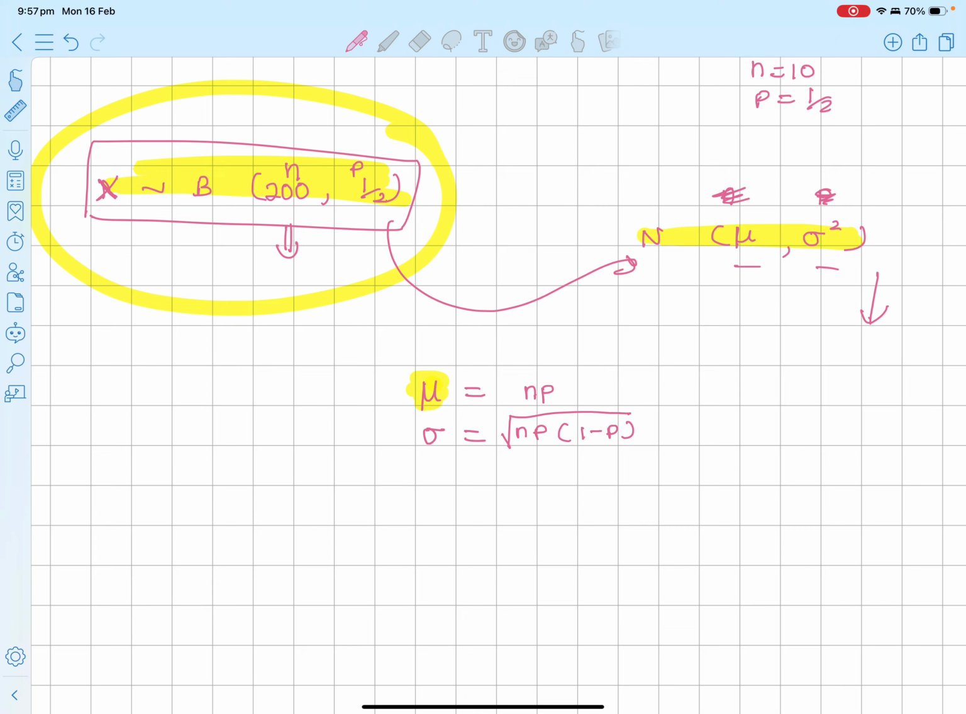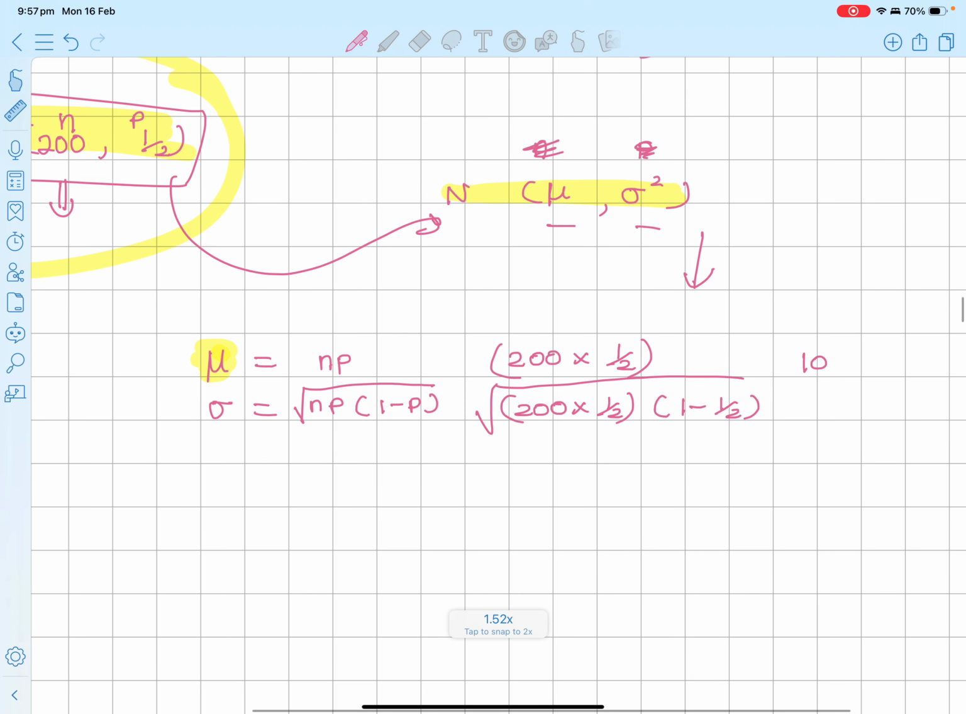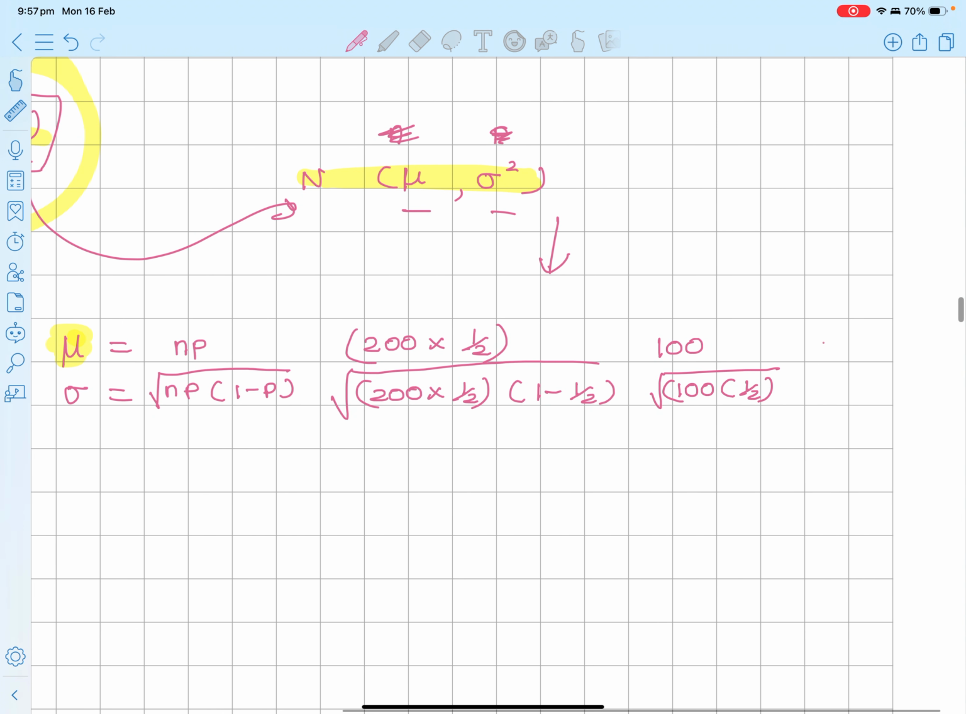So n is 200 and p is half, so this is 200 times half, and then 1 minus half, and then square root it. If you find the calculation here, that's 100, and then 100 times half, which is 50, so that's your variance. So mu is 100 and then the standard deviation is the square root of 50.